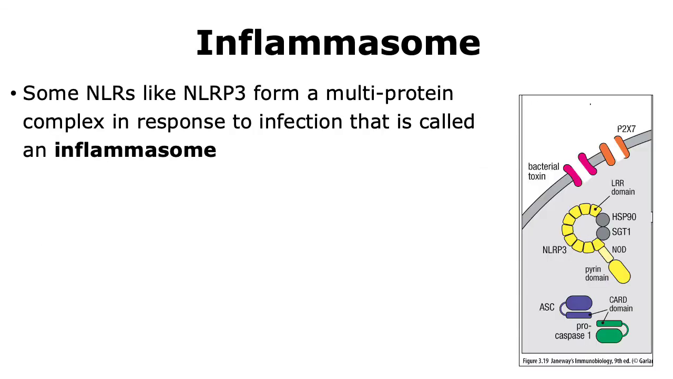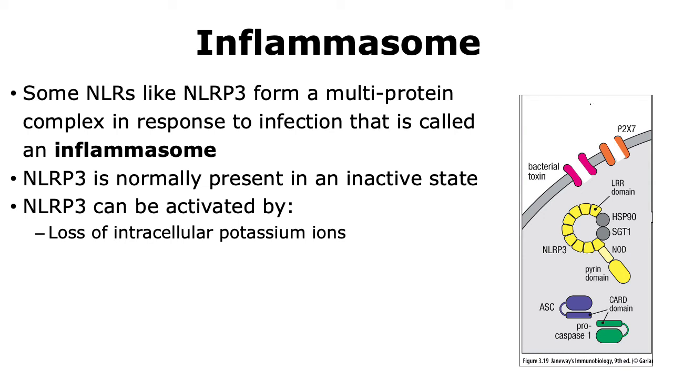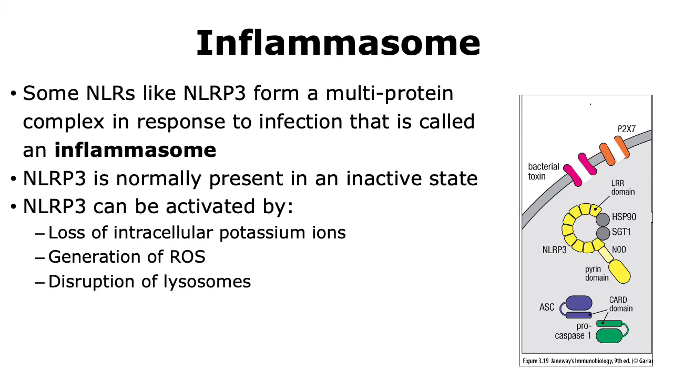Some NOD-like receptors like NLRP3 are able to form a multi-protein complex in response to an infection, and this multi-protein complex is called an inflammasome. Now, similar to NOD1 and NOD2, NLRP3 is normally present in an inactive state. However, it can be activated due to events like loss of intracellular potassium ions or generation of reactive oxygen species or the disruption of lysosomes, all of which can happen when there is an infection.